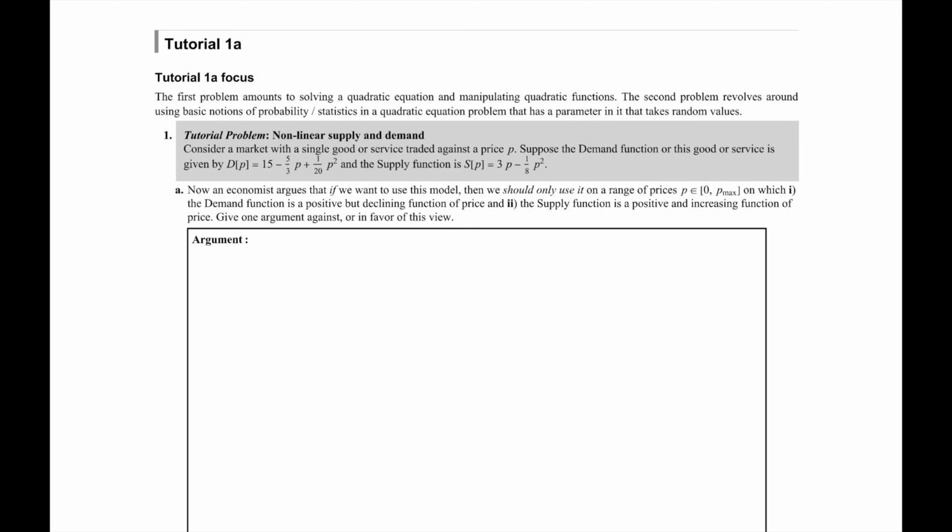Okay, today we're going to be looking at tutorial 1a. The first problem amounts to solving a quadratic equation and manipulating quadratic functions. The problem revolves around using basic notations of probability and statistics in a quadratic equation problem that has a parameter in it that makes random values.